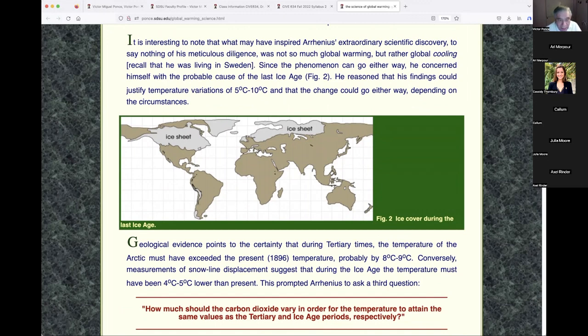Ice cover during the last ice age. The last ice age was very cold. It finished 21,000 years ago and made possible the development of the human being as we know it, right? The human being started developing about 100,000 years ago, but they really didn't take off until the Earth warmed, about 20,000 years ago.